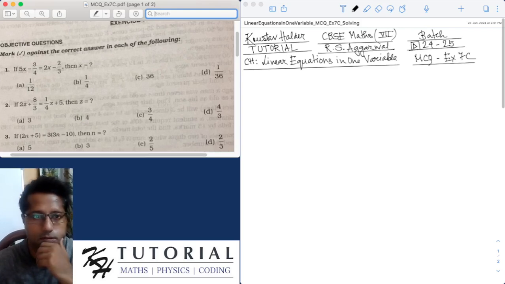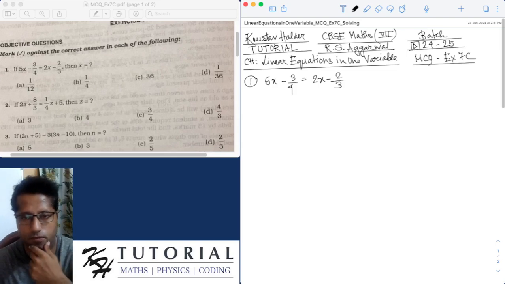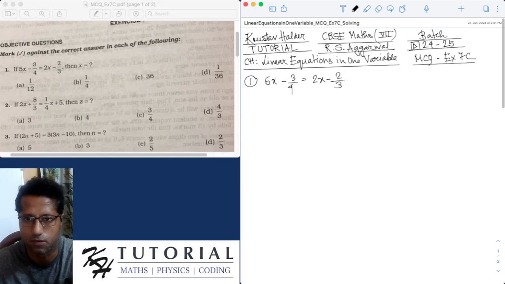So the first question is about solving a linear equation. It says that the equation given is (5x minus 3) by 4 equals (2x minus 2) by 3. From this equation, what is the value of x? So basically we have to solve this equation.